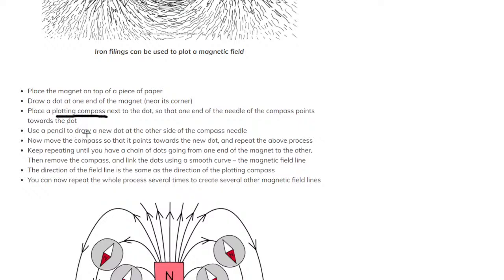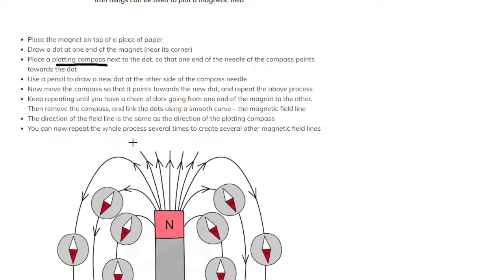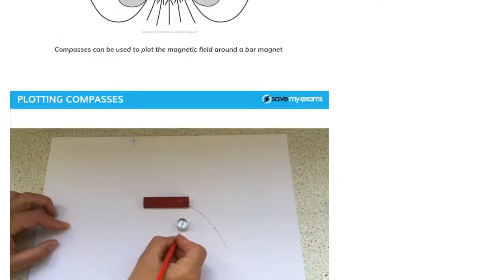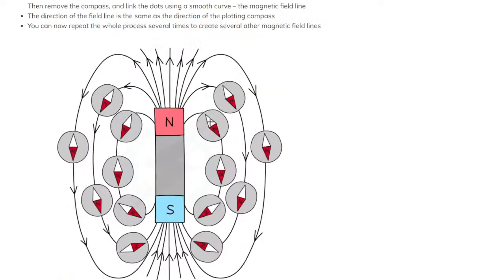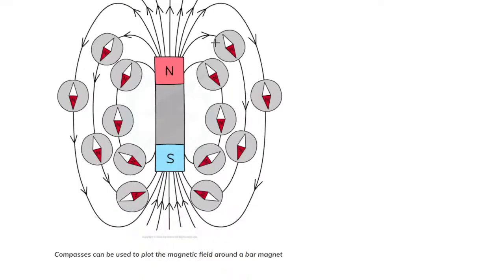Then use a pencil to draw a new dot at the other side of the compass needle. This is quite a hard experiment to show online, but the main thing is that when you put the compass around, wherever it's pointing away is the North Pole. I don't know if you can see in this diagram. This is the compass, and where it's red, the opposite is the North Pole, and this side is the South Pole. It's in an arrangement like this. That's how you observe it.